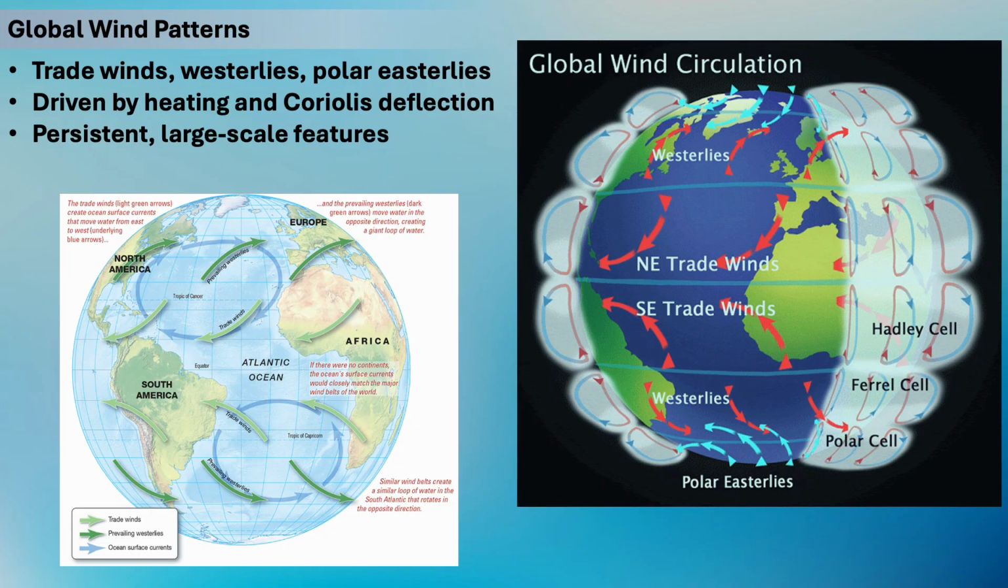These wind belts matter enormously for the ocean because they apply consistent stress to the ocean's surface, shaping evaporation, gas exchange, and eventually surface circulation. We will return to these wind patterns later in the unit when we talk about surface currents.